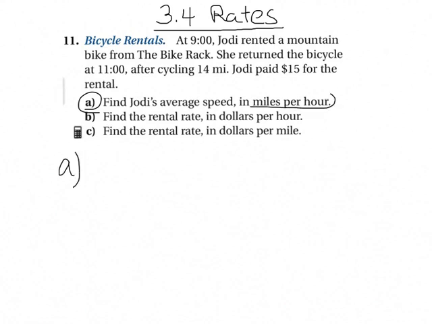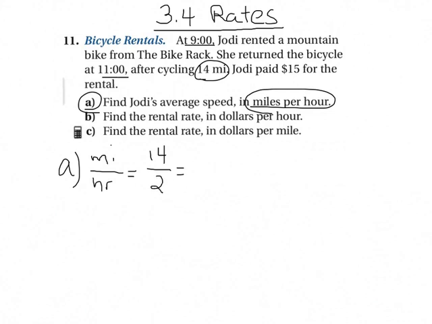We need to look at the units here to tell us how to do the question. We're simply going to find the number of miles that she rode her bike and divide it by the number of hours she rode her bike. Looking back to the question, it was 14 miles she rode, and if she left at 9 and returned at 11, that's 2 hours. So her average speed was 7, and what are our units? Miles per hour.